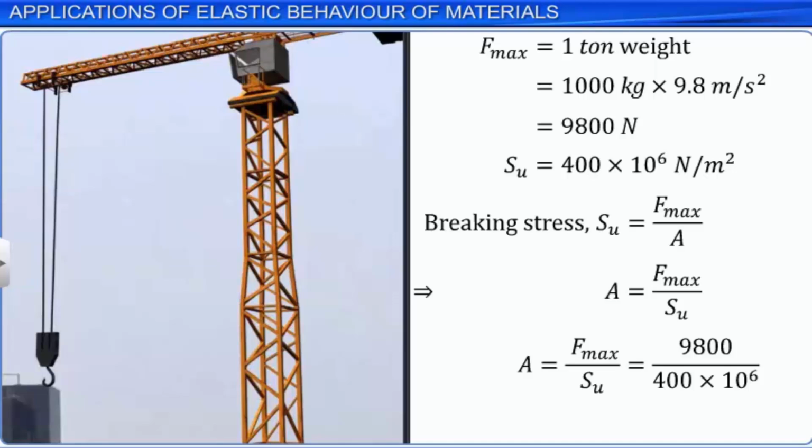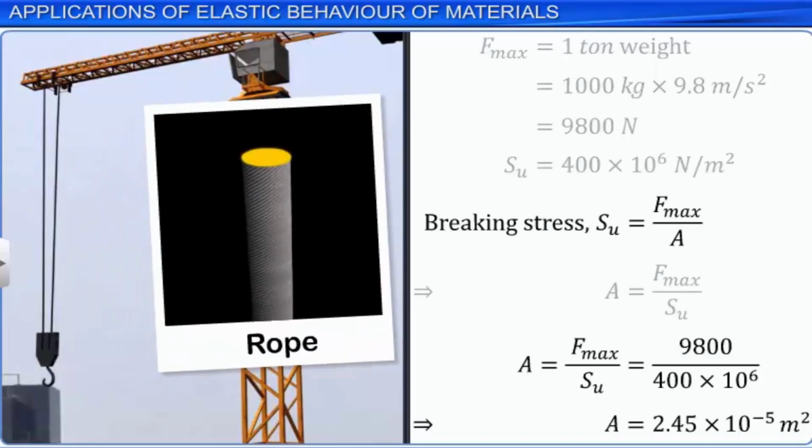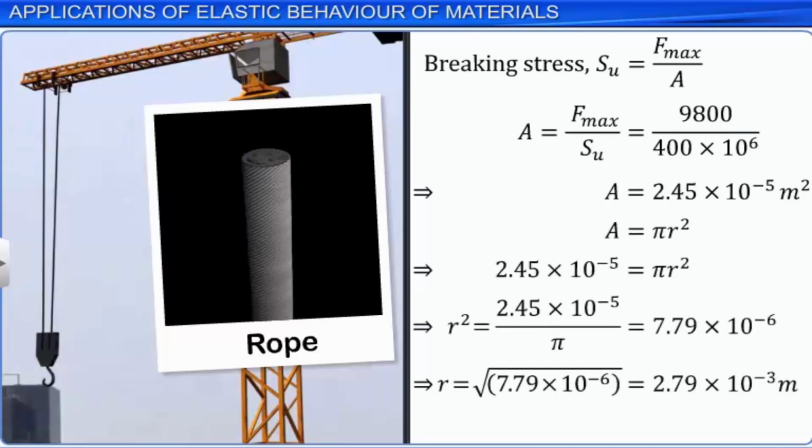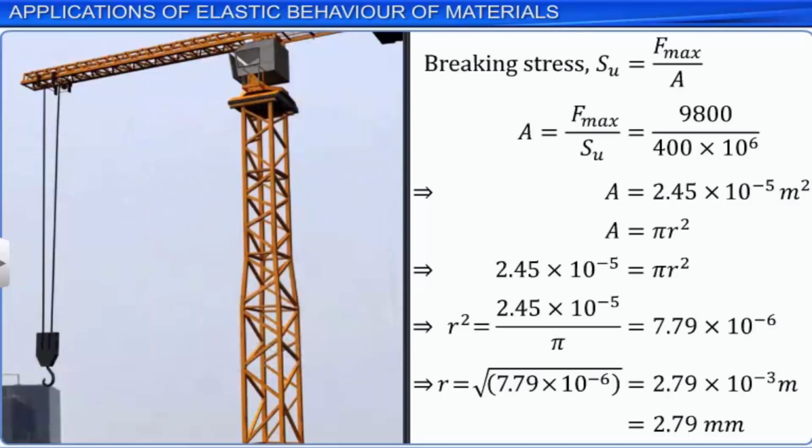As the cross-section of the rope is circular, which is equal to πr², substituting and simplifying for the radius, we get the radius of the rope as 2.79 millimeters. In practice, a large margin of safety is provided and thus a thicker rope, say of about 8 millimeters, is recommended. It is also found that a collection of thinner wire strands, when compacted together, make the rope stronger than a solid rope of the same cross-section. That is why crane ropes are made of several strands instead of one.